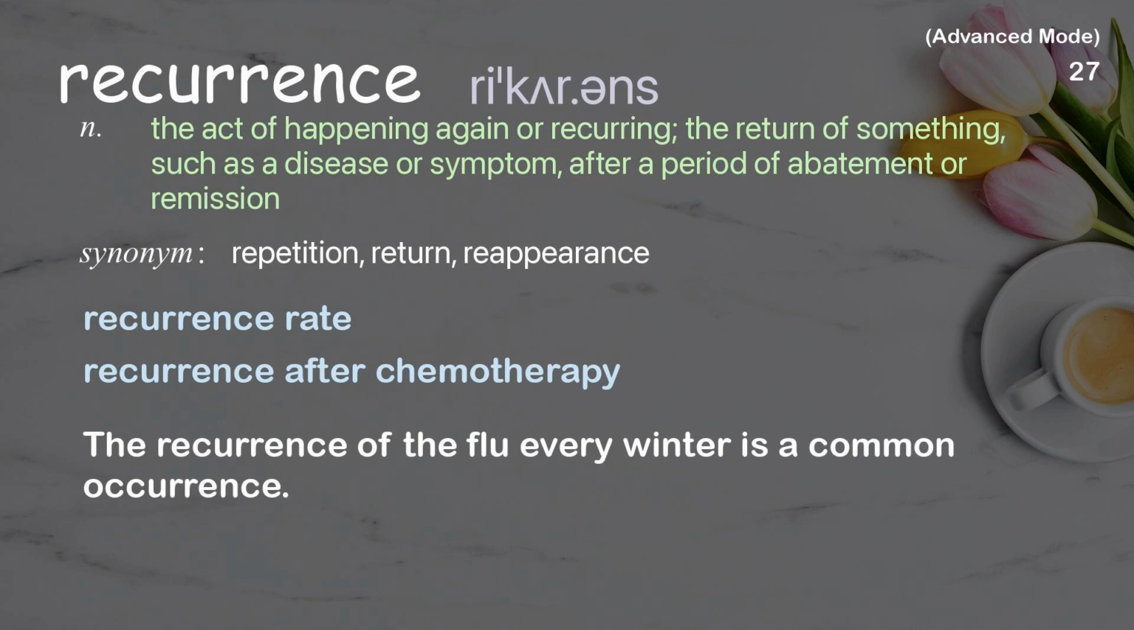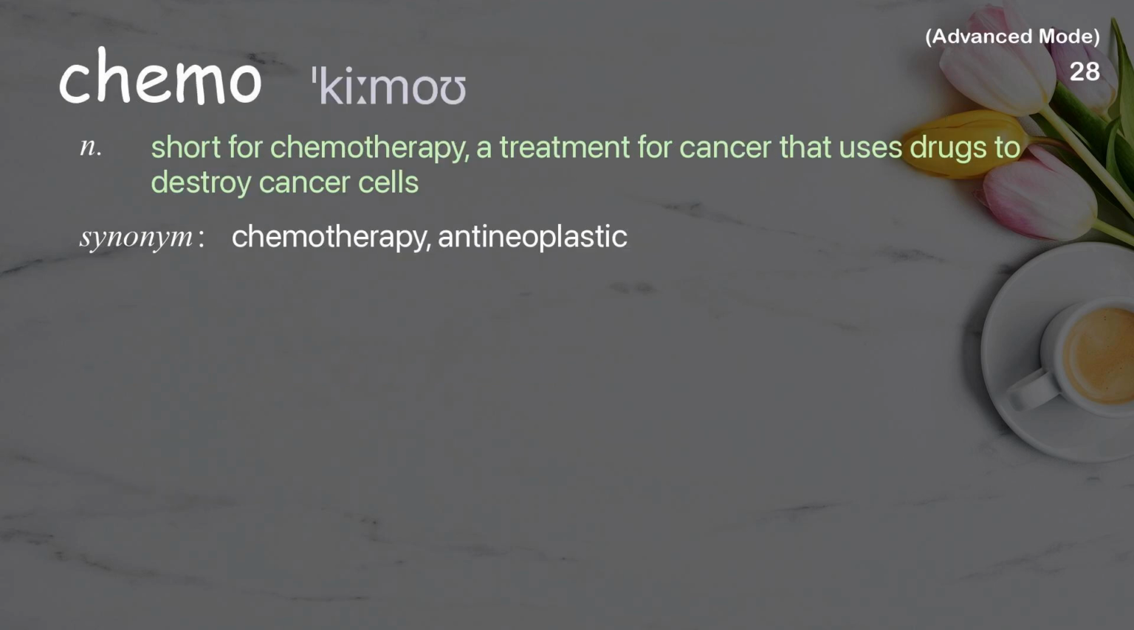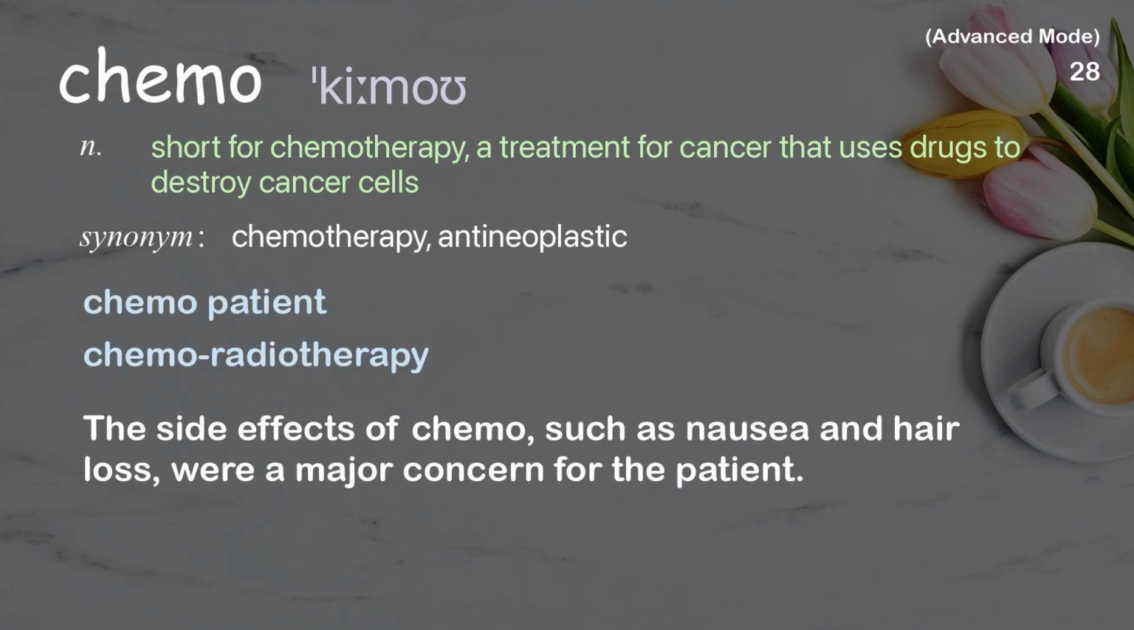Chemo. Short for chemotherapy, a treatment for cancer that uses drugs to destroy cancer cells. Examples: Chemo patient, chemoradiotherapy. The side effects of chemo, such as nausea and hair loss, were a major concern for the patient.